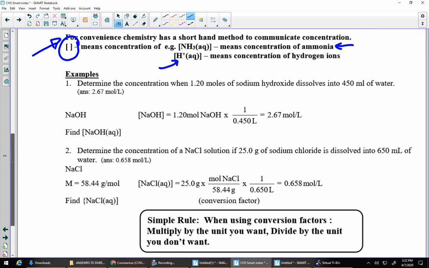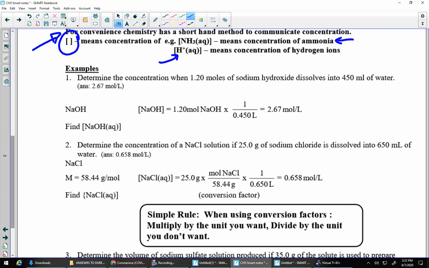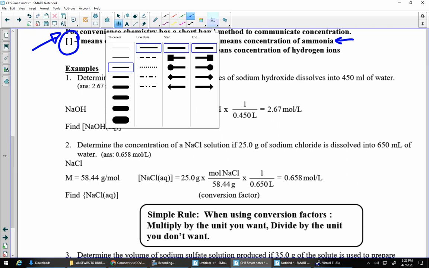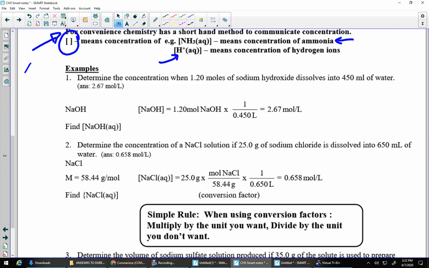So the examples here, I'll walk you through these ones. The first couple are already done for us, but that's okay. We can still look at them, and we can still learn from them. And then there's a couple on the next page that we'll walk through, and then there's lots of practice for you to try out. So question number 1, determine the concentration.